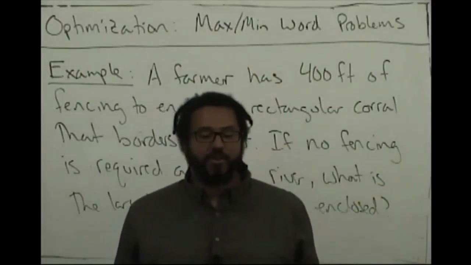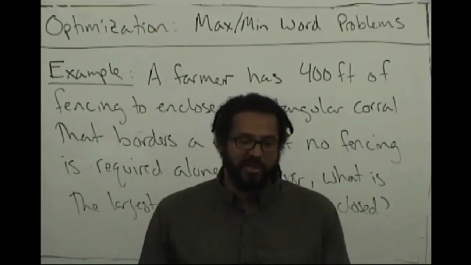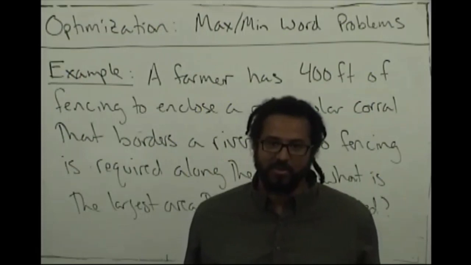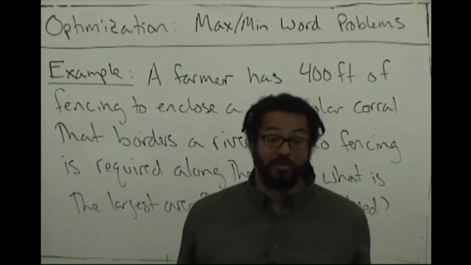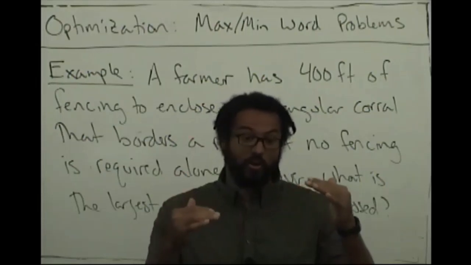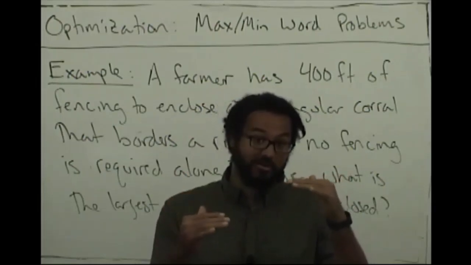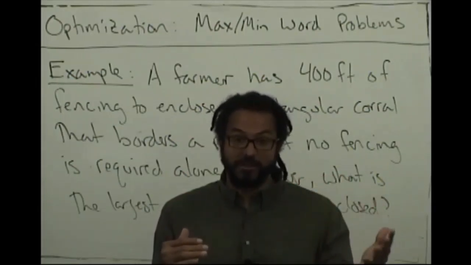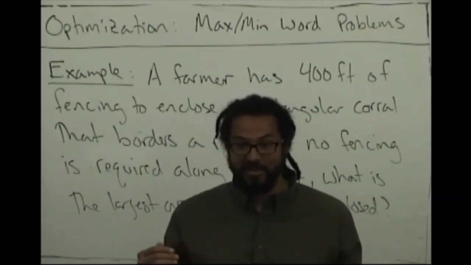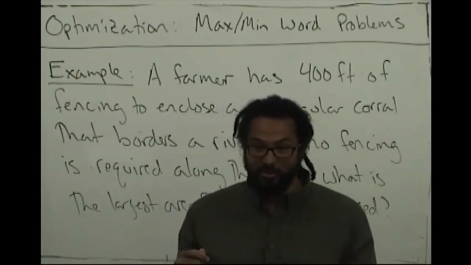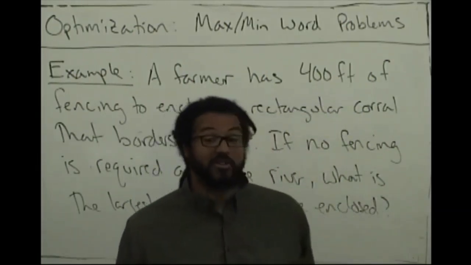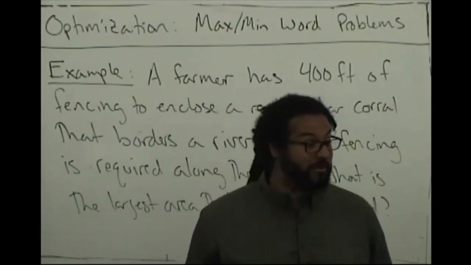All right, in these next few lectures, we want to look at optimization problems. These are just max-min problems that are word problems. We know how to find the maximum and minimum, local, global, whatever, of a curve. If I give you a function, you can take the first derivative, find the critical points, and then see if that is a local max or a local min or global. Here we just want to do that with word problems.